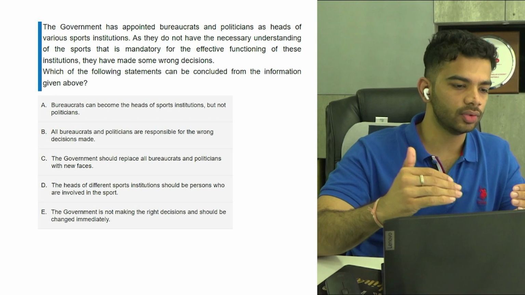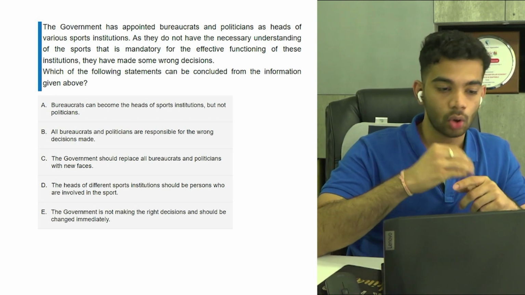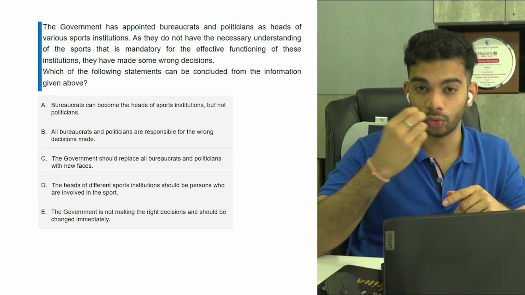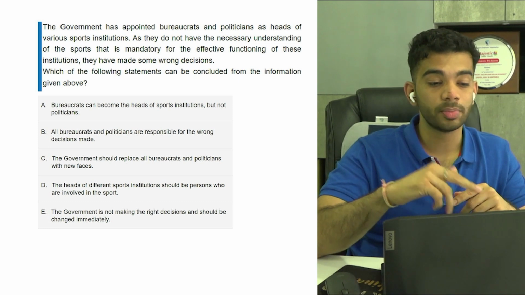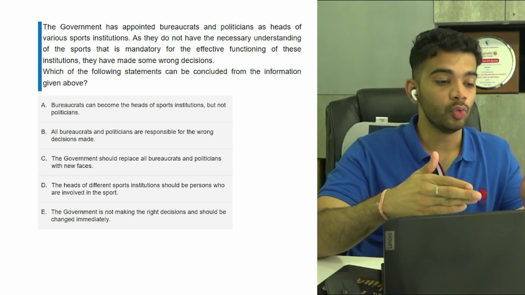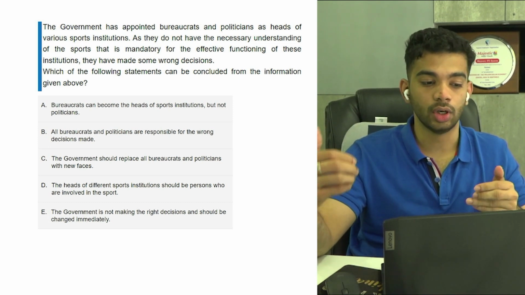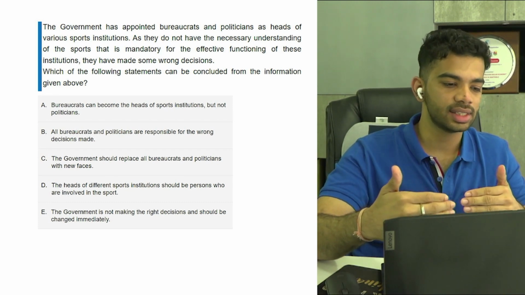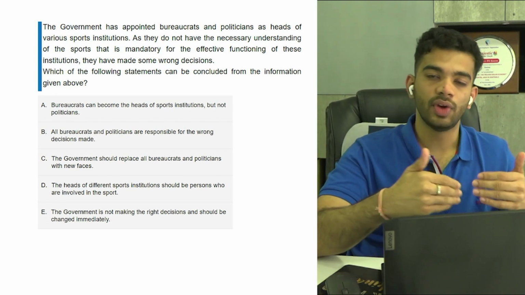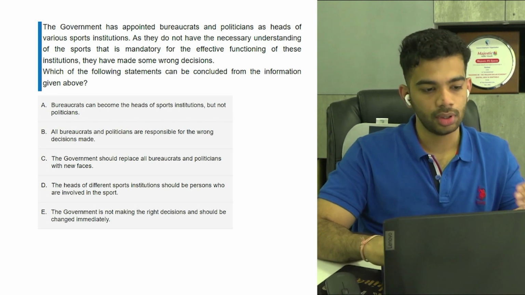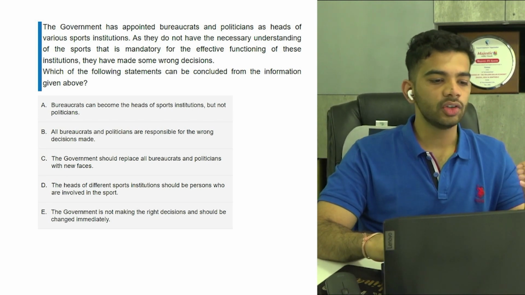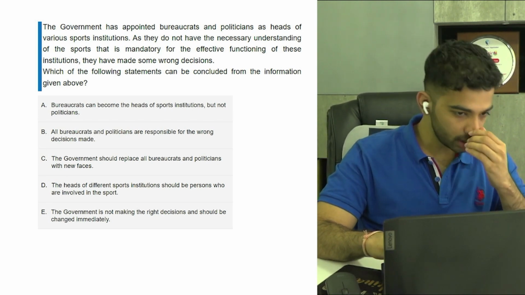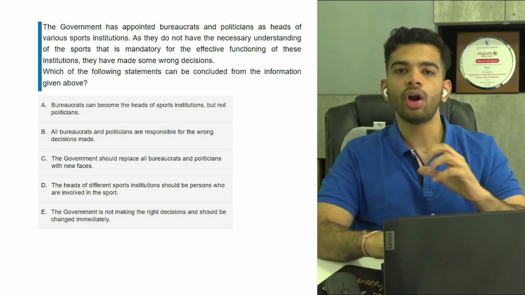Coming on to the third one: the government should replace all bureaucrats and politicians with new faces. Again, this repeats the same error that we just saw, that of an extreme option: all bureaucrats and politicians with new faces. That is really unnecessary, and that is an extreme step. Coming on to the fourth one: the heads of different sports institutions should be persons who are involved in the sports.